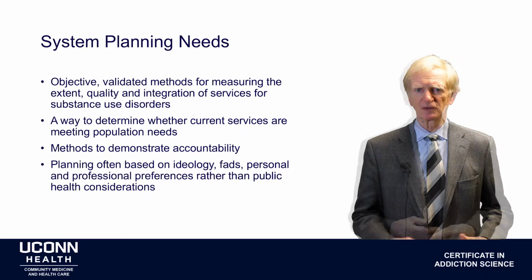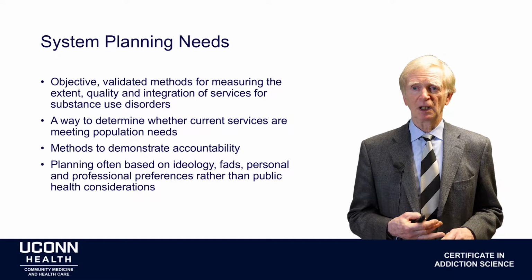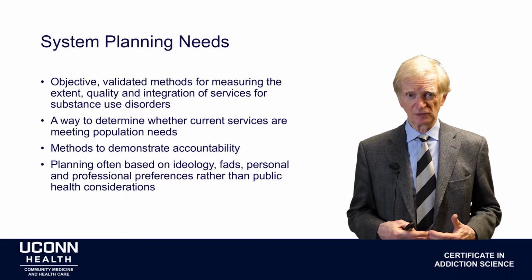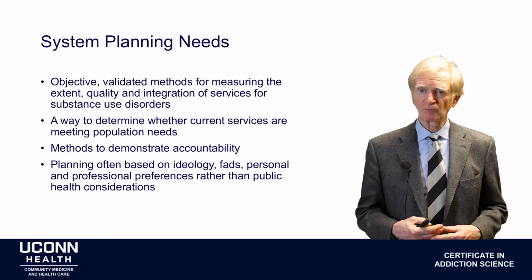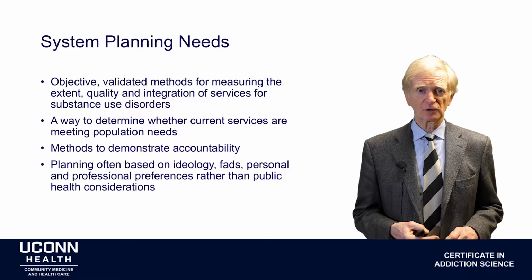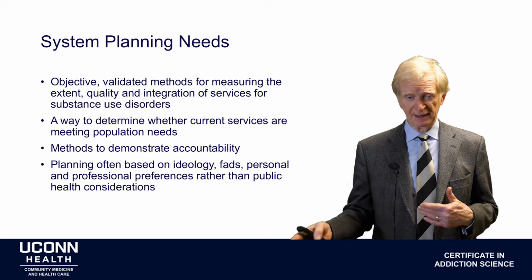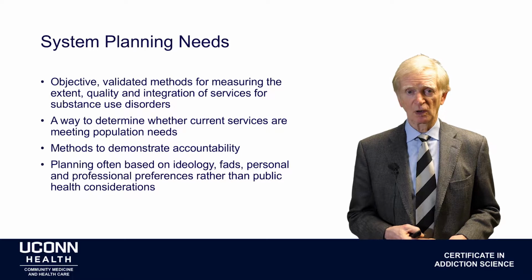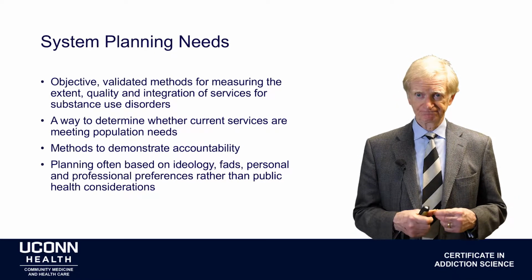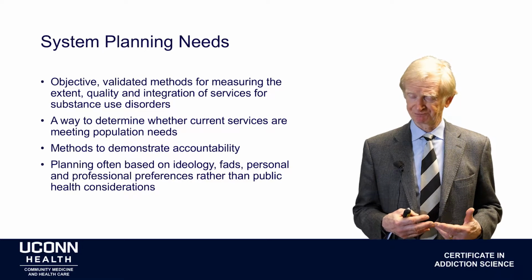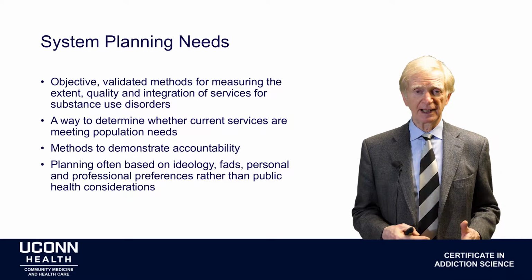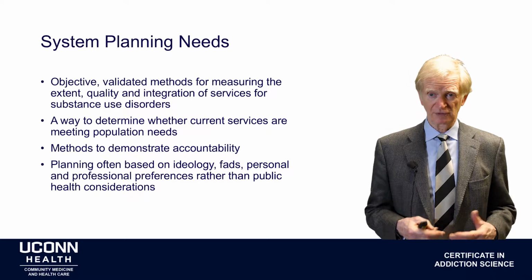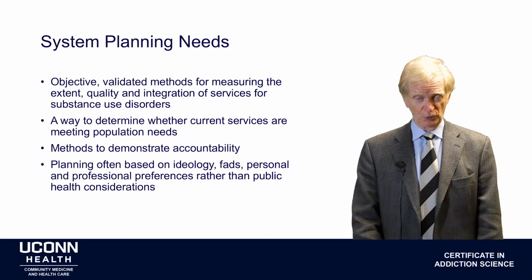The system planning needs for needs assessment include validated methods for measuring the extent, quality, and integration of services, which we've talked about in this course, ways of determining whether current services are meeting population needs, the gap between people who have a disorder in the population and those who are already in treatment, and methods to demonstrate accountability, how we can identify the gap and persuade policymakers and treatment providers to change the ways that services are delivered.